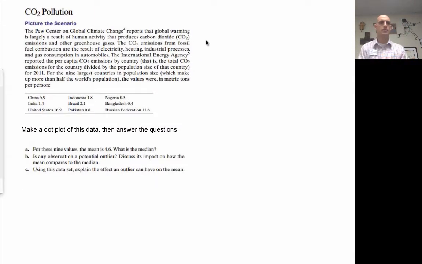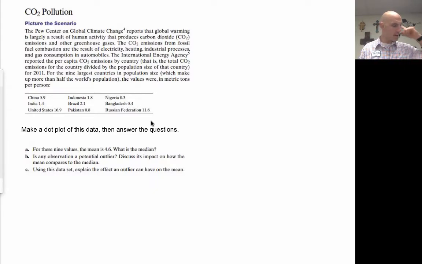The Pew Center on Global Climate Change reports that global warming is largely a result of human activity that produces carbon dioxide emissions and other greenhouse gases. The CO2 emissions from fossil fuel combustion are the result of electricity, heating, industrial processes, gas consumption, and automobiles. The International Energy Agency reported per capita CO2 emissions by country, that is the total CO2 emissions for the country divided by the population size of that country, for 2011. For the 9 largest countries in population size, which make up more than half of the world's population, the values were in metric tons per person right here. All right, so it wants us to make a dot plot of this data.